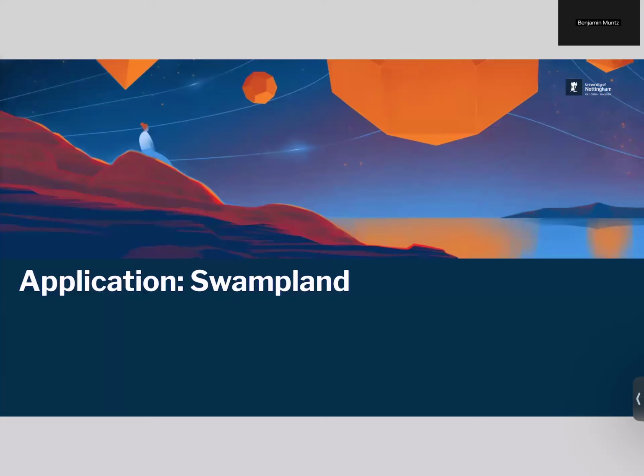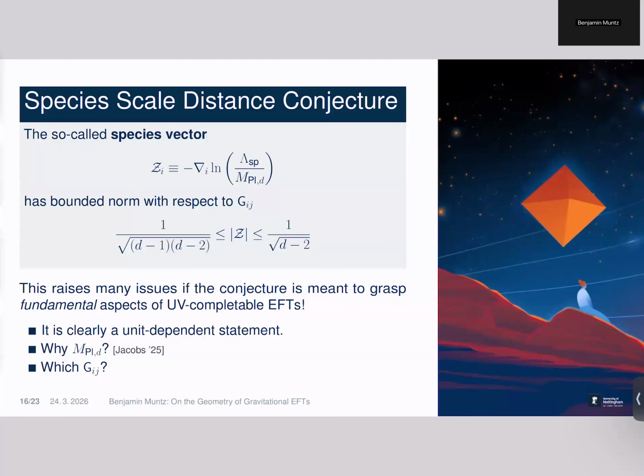Any questions before I move on? No, awesome. So now let's try to apply some of this framework. Now I've laid it out, let's try to put it into some context.